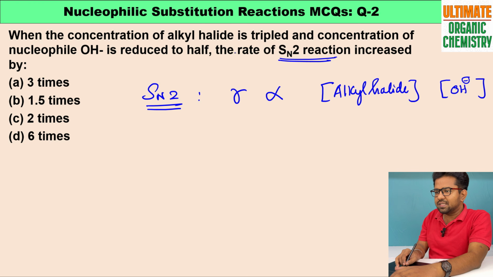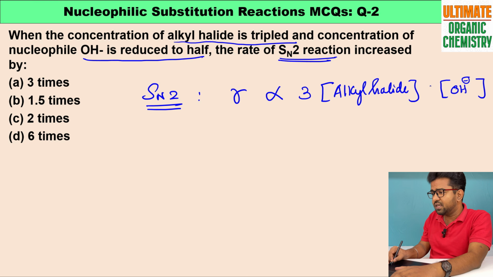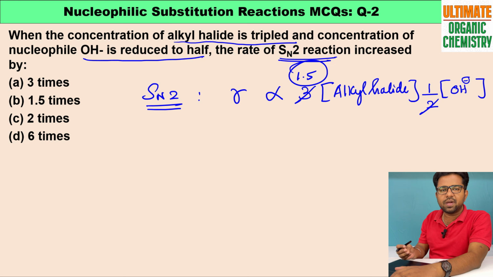So what they have said is that the alkyl halide concentration is tripled. That means they are increasing this by 3 times. And the nucleophile concentration is reduced to half. That means instead of 1, they have reduced it to 1/2. So what is the change in rate? That is the question. So you need to divide 3 by 2. That means you will get 1.5. So the rate is increased by 1.5 times. So the right answer is option B.